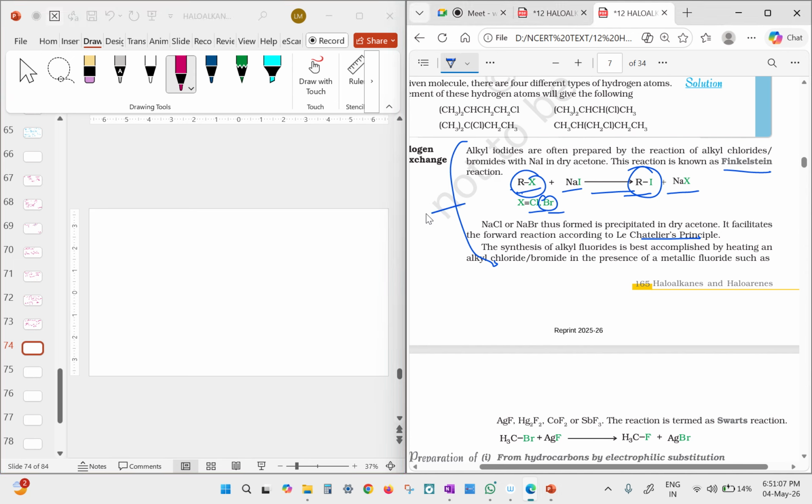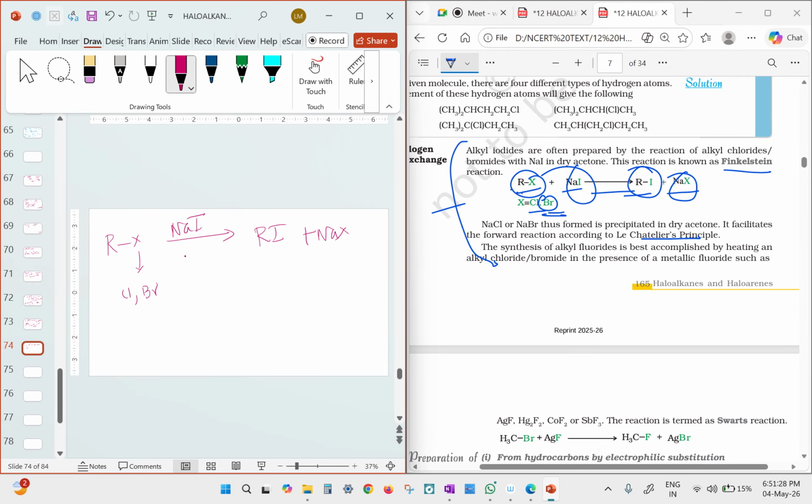Like just taking the notes. Okay, I've learned, so let me write and see. RX, I'll refer to the book. X can be chloride or bromide. Then what will I treat it with? NaI. What will I get? I'll get RI, plus what is the byproduct? NaX. What is the solvent used here? We'll use dry acetone. This is not how you should learn.